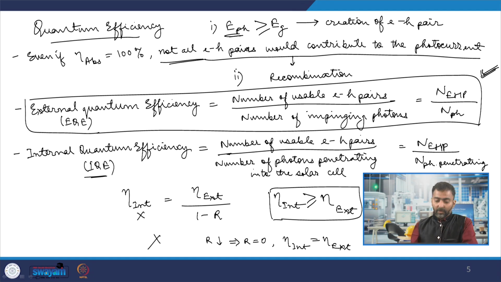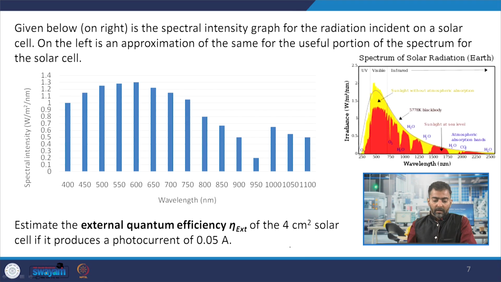So, basically what I would like to do is increase the external quantum efficiency as much as possible, and reduce the reflection as much as possible, so that I move towards this condition. That is my ideal condition, that my internal quantum efficiency is equal to the external quantum efficiency. So, we have to be a little careful when we look at the equations and the formulas. Before we end today's class, let us look at a numerical to understand the concept of quantum efficiency in a little more detail.